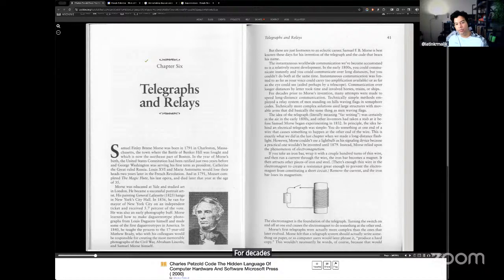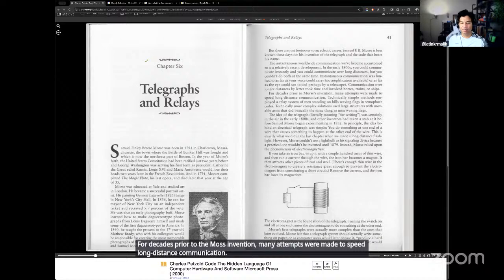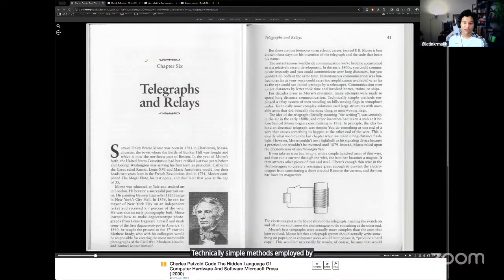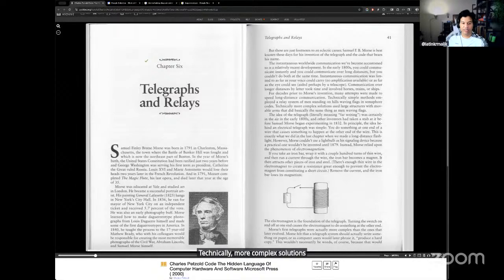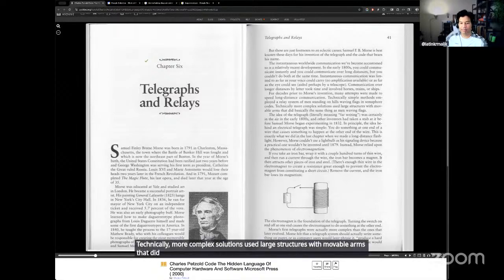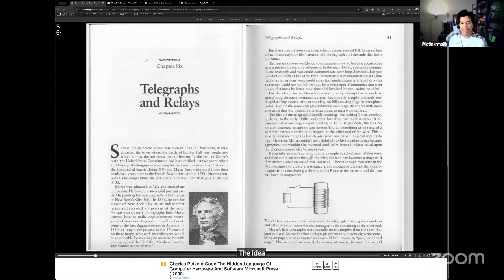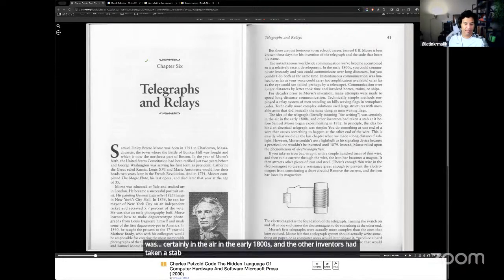For decades prior to Morse's invention, many attempts were made to speed long distance communication. Technically simple methods employed a relay system of men standing on hills waving flags in semaphore codes. Technically more complex solutions used large structures with movable arms that did basically the same thing as men waving flags. The idea of the telegraph, literally meaning far writing, was certainly in the air in the early 1800s, and other inventors had taken a stab at it before Samuel Morse began experimenting in 1832.